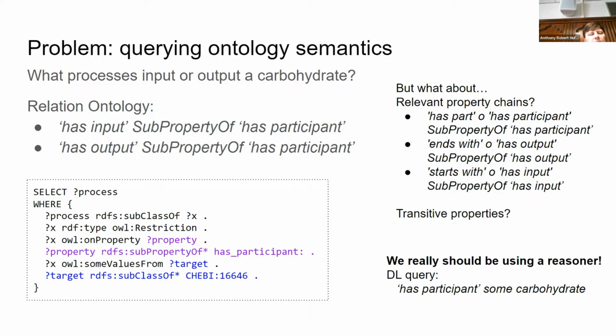But we've kind of handled some of the semantics, but there are property chains in the relation ontology, and some of those terms in the property chains are transitive properties, so we have to go across the whole chain. So it's kind of impossible to do this without a reasoner. If we put all these ontologies into a reasoner, we could just submit the DL query at the bottom, has participants some carbohydrate, and then you should get all of the processes that are subsumed by that.